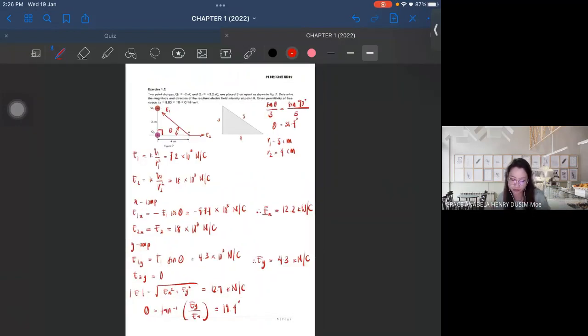So that is the solution for exercise 1.2. Make sure you are familiar with the steps, okay? Because it is basically using the formula.